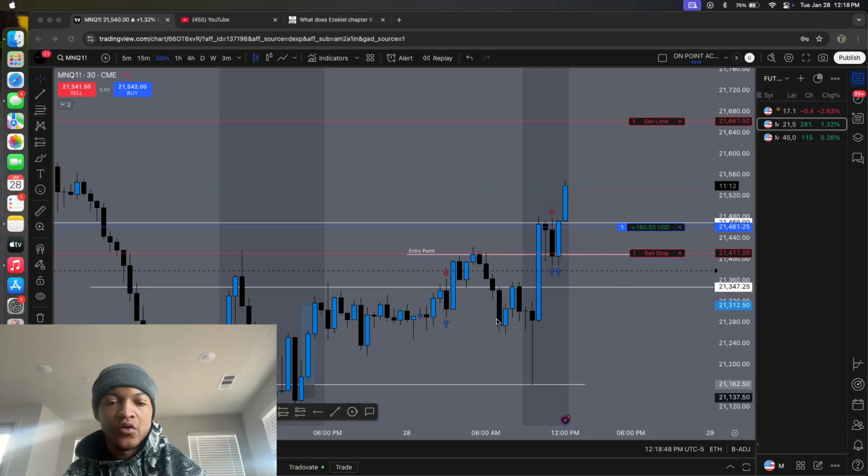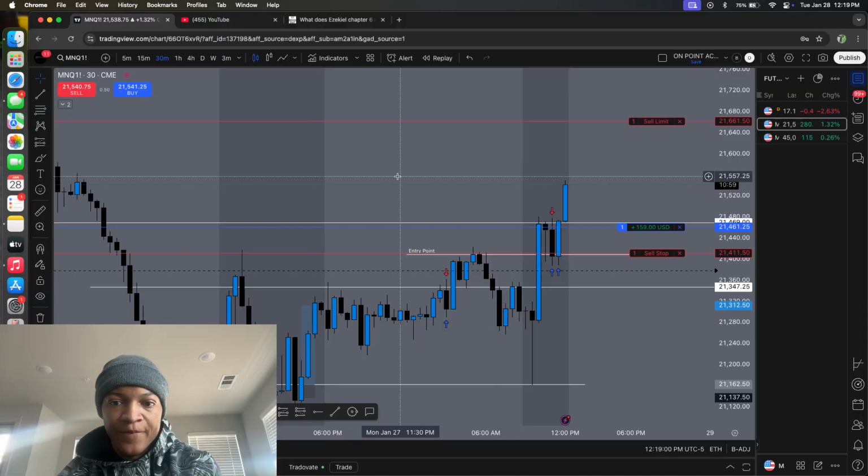Alright guys, so today is January 28th, 2025, and I just wanted to show you guys the two trades that I'm currently in right now and the reason why I took them. Alright, so let's get into it.